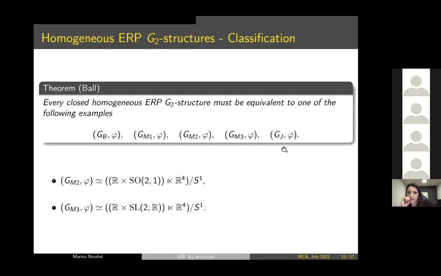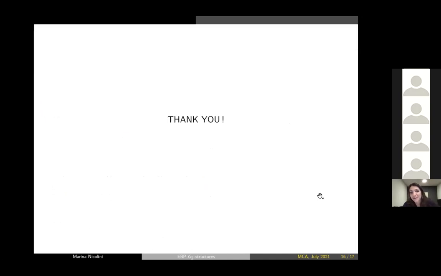And so it admits a compact quotient. And from this presentation of M3, Gavin Ball found another compact ERP G2 structure. So there are three non-equivalent examples of compact ERP G2 structures. I think there is nothing known about M1 and M2. M1, remember, was the not pretty nice one. And okay, that's all. Thank you for your attention.